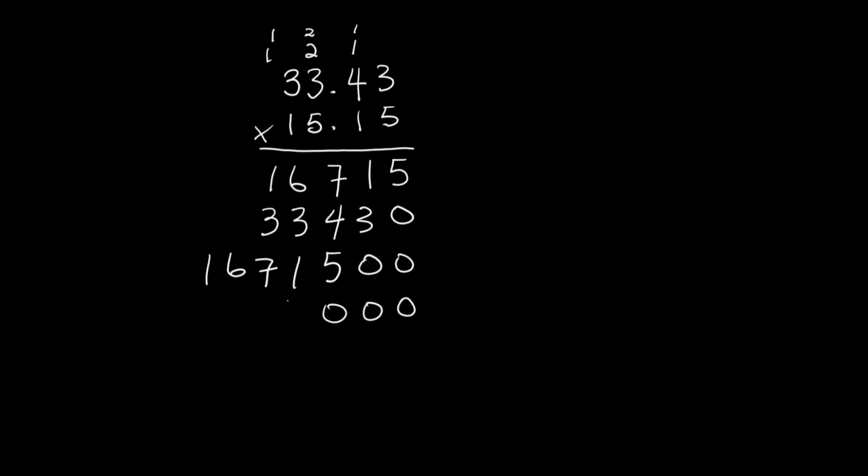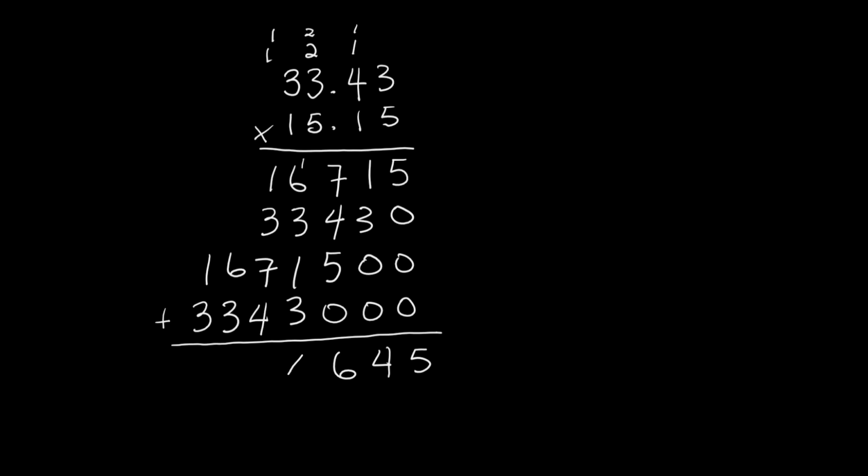Now 1 times 3 would be 3. 1 times 4, 4. 1 times 3, 3. And 1 times 3 would be 3. And so we go ahead and add these numbers. So that would be 5, 4, 16, carry that 1, 10, 11, 14, carry that 1. This would be 12 and 4, 16, carry that 1. This would be 10, and this should be 5.